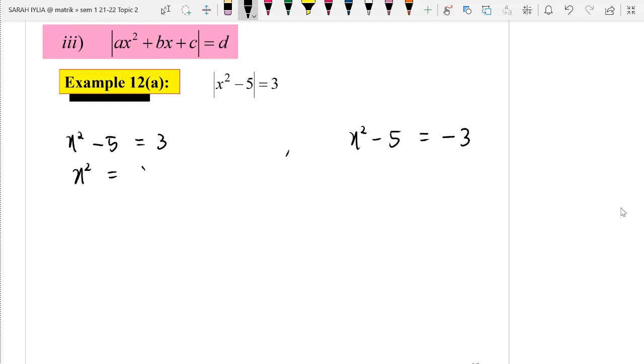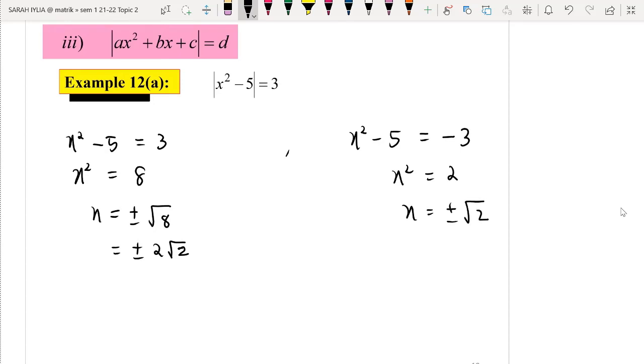So, in this case, we have x equal to plus minus root 8. Or you want to simplify once more, plus minus 2 root 2. Boleh je, tak ada masalah. And then for second case, we have x squared equal to 2. Means that our x is plus minus root 2. And then don't forget, recheck mesti recheck satu-satu jawapan tu.